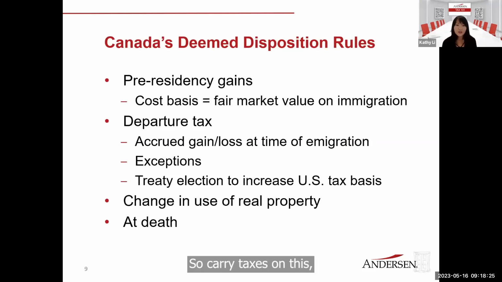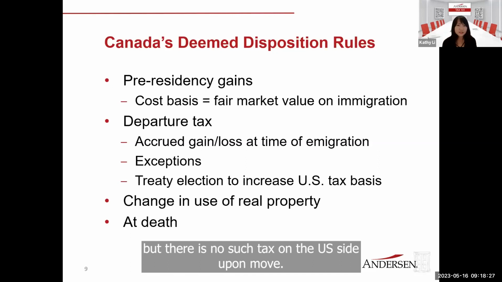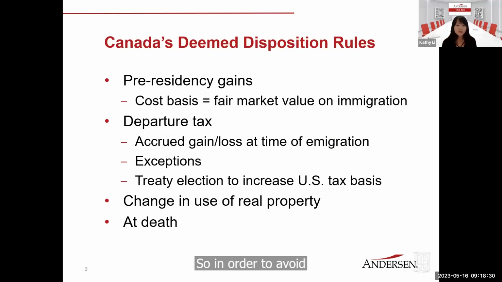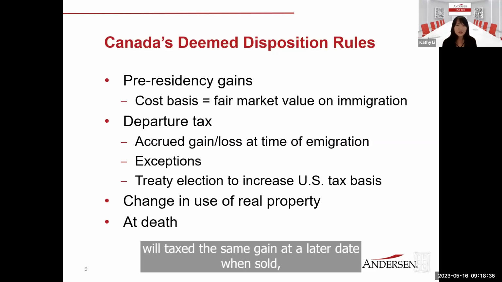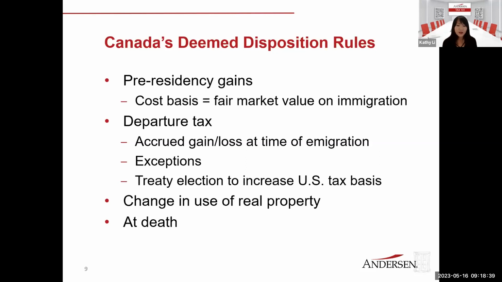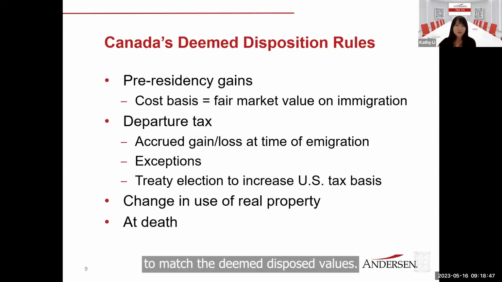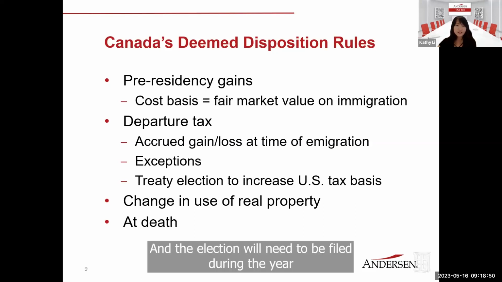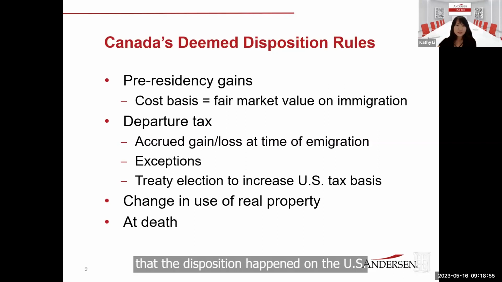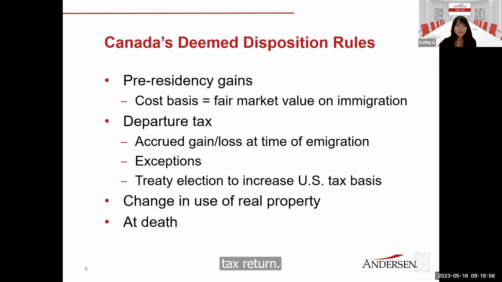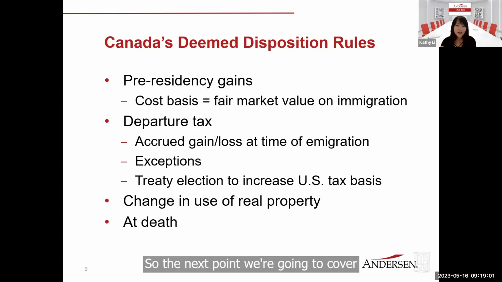So Canada taxes on this, but there is no such tax on the US side upon move. In order to avoid double taxation issues where the US will tax the same gain at a later date when sold, there is an election on the US side to increase the basis in the US to match the deemed disposed values. The election will need to be filed during the year that the deemed disposition happened on the US tax return.